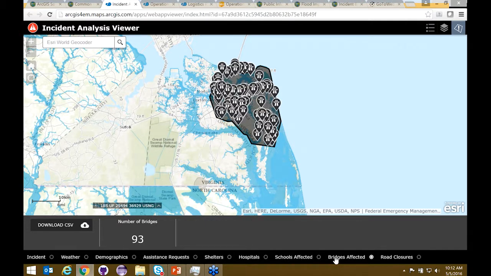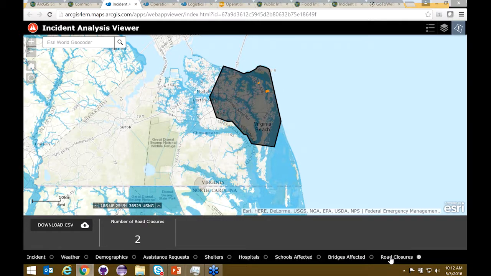Looking at it from the infrastructure perspective, if the infrastructure is somehow compromised, we need to know the full scope of the number of bridges that we're dealing with, and also if any of them are compromised in any way or roads are closed. So far, we've got a couple of roads that are closed. So the incident analysis viewer gives you a clear picture of the people and the infrastructure and the overall impact to the area in terms of what we're dealing with.